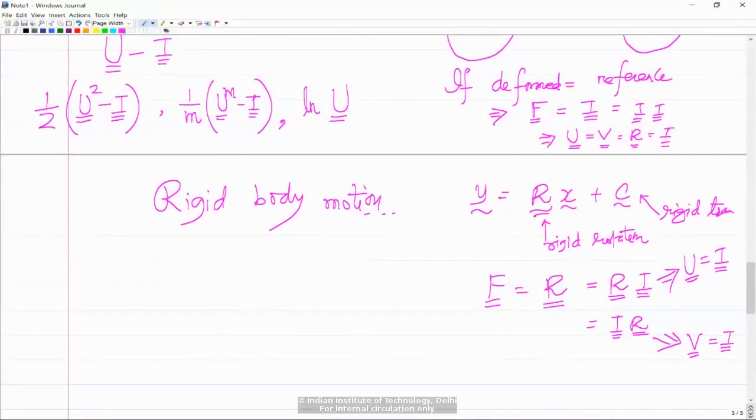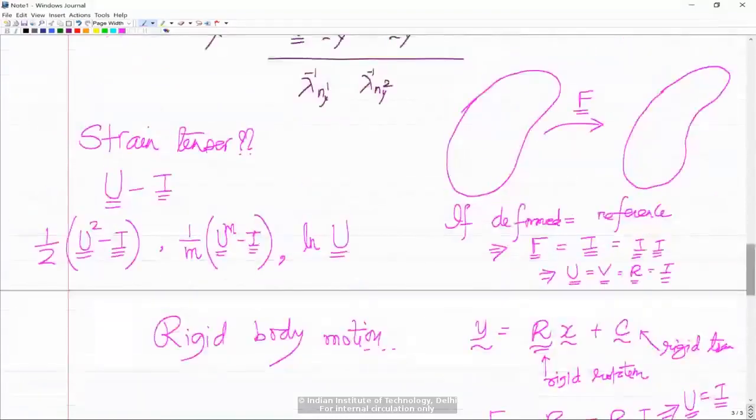The other way to see that u is identity is to simply work this out. u square is F transpose F, and F is R, so this is R transpose R, and that's simply identity. So u square being identity means u is also identity. So for rigid motion, u and v are identity, so you must subtract identity from it to get 0, right? That's why you have these definitions for strains, which for finite rigid body motion become 0.